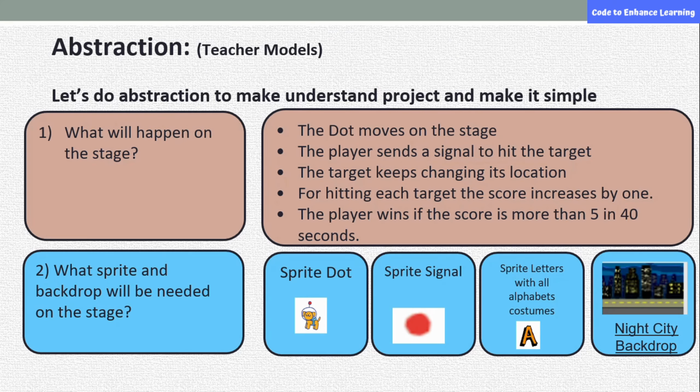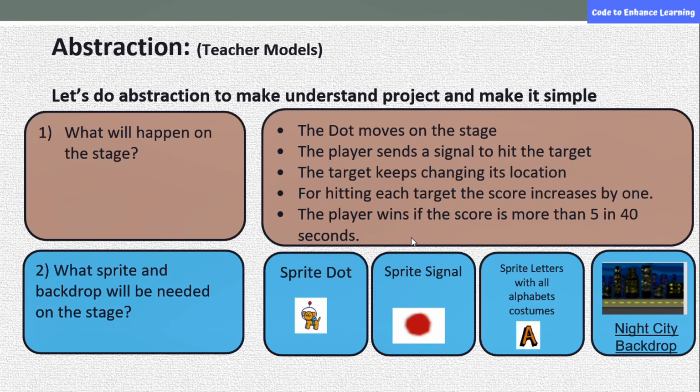Let's study the abstraction. Abstraction helps us understand the project and make it simple. First of all, what will happen on the stage? The dot sprite will move on the stage. Next, the dot sprite will send a signal to hit the target. Third, the target keeps changing its location. Fourth, for hitting each target, the score will increase by 1. And fifth, the player wins if the score is more than 5 in 40 seconds.